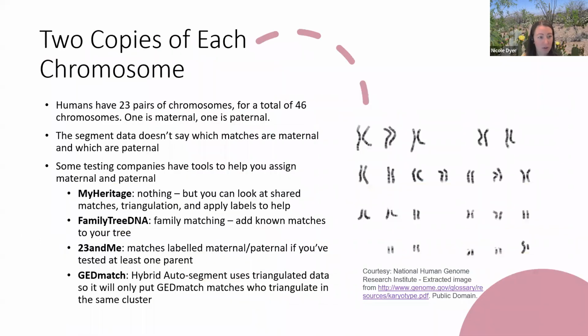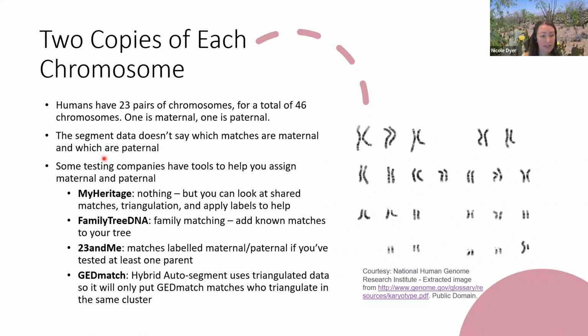Well, we just need to review that there are 2 copies of each chromosome. We have 23 pairs, so we have a total of 46 chromosomes. And at each paired chromosome, one is maternal and one is paternal. The segment data doesn't say which matches are maternal and which are paternal. They just get a list of nucleotides from this chromosome and a list of nucleotides from that chromosome, and they're just together in a list, and we don't know which one is which. So we have to do that work ourselves.